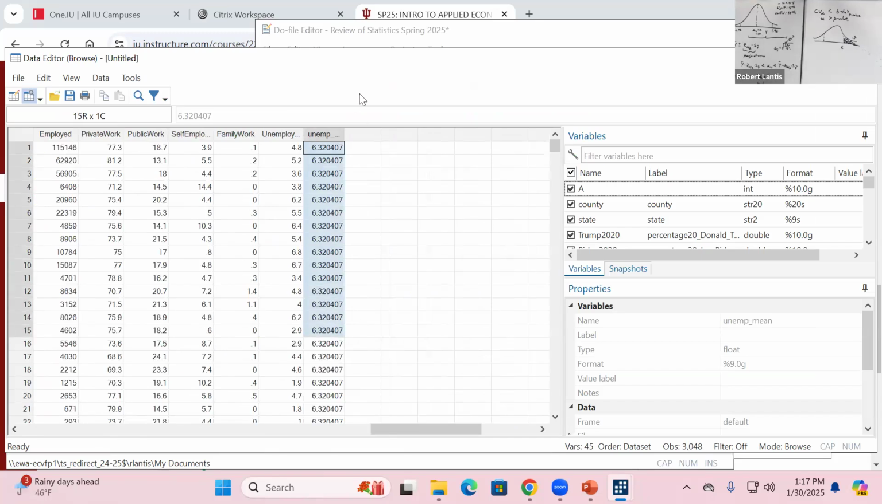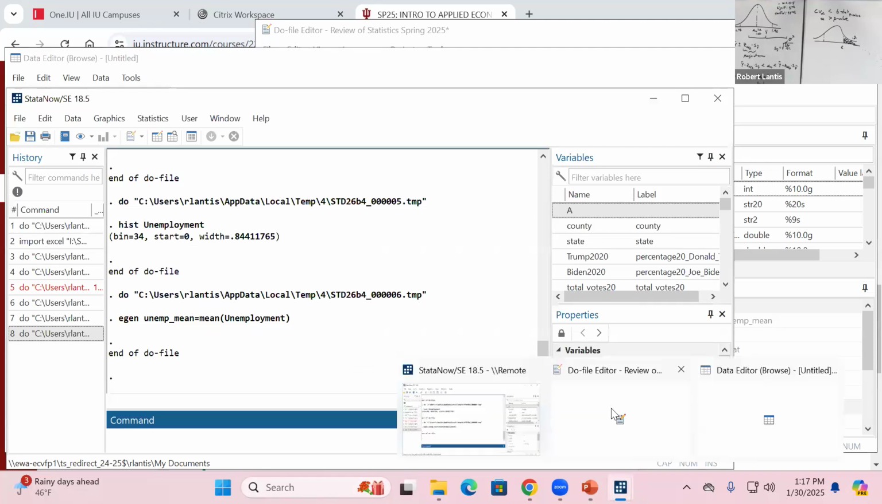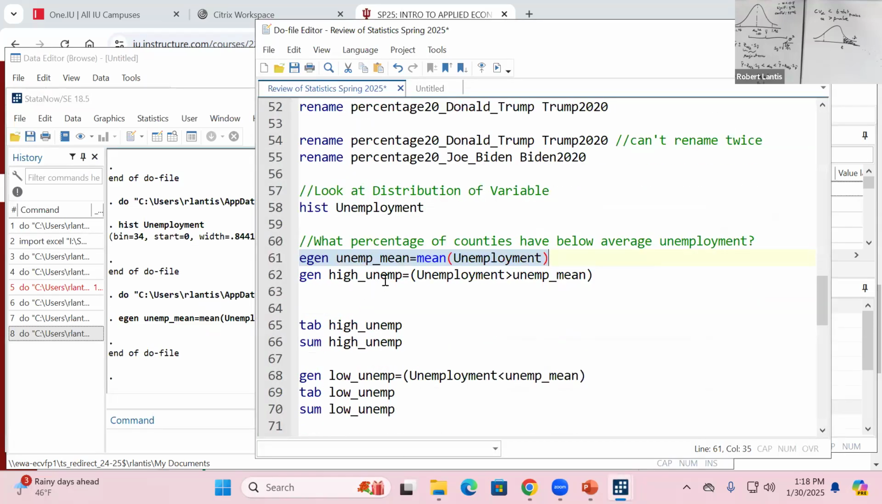Okay. So what I can now do is say, it'd be really cool if I could create a variable right here that was a 1 if this county's unemployment rate was above the mean and a 0 if not. That way I could identify what counties had above or below the average unemployment. Well, I can do that, right?